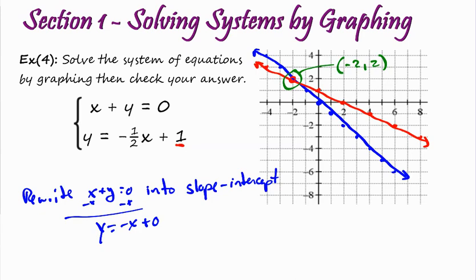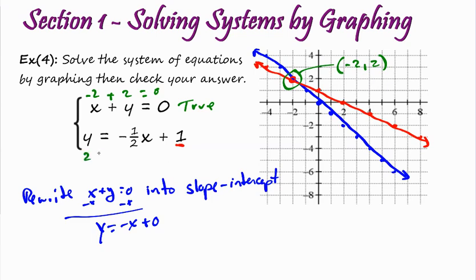So to verify that this point is the solution, we plug negative 2 in for x and positive 2 in for y. And we see the first equation produces a true result. And we'll do the same thing in the second equation.